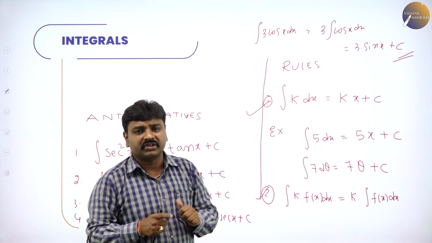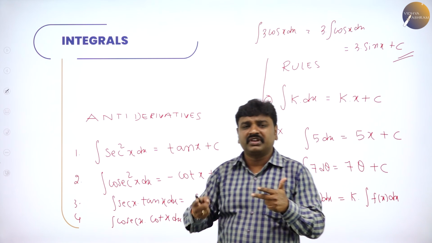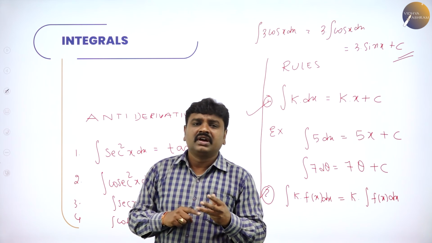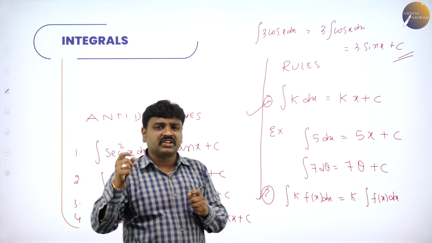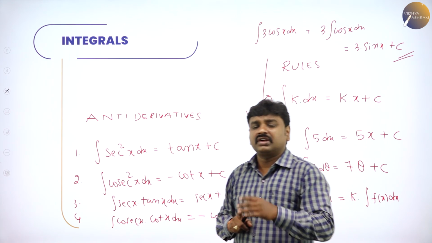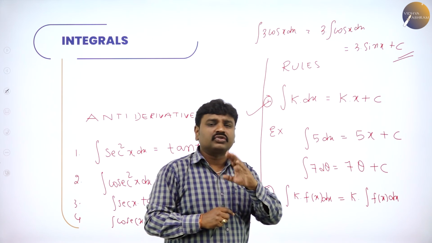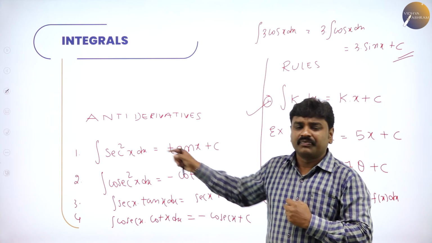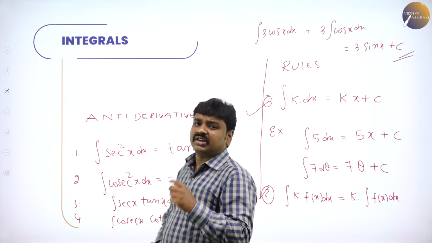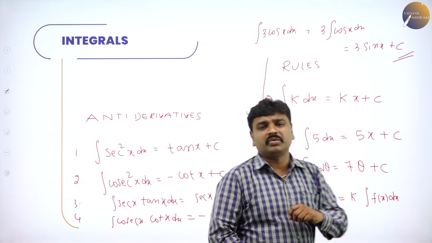Then the 6 trigonometric functions: sin x gives minus cos x, cos x gives sin x, tan x gives log of mod secant x, cot x gives log of mod sin x, secant x gives log of mod secant x plus tan x, cosecant x gives log of mod cosecant x minus cot x. Then the 4 antiderivatives: integration of secant square x is tan x, integration of cosecant square x is minus cot x, integration of secant x into tan x is secant x, integration of cosecant x into cot x is minus cosecant x. These 4 antiderivatives also you should become thorough with.